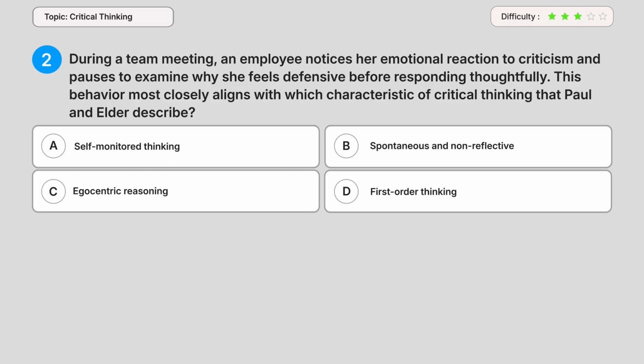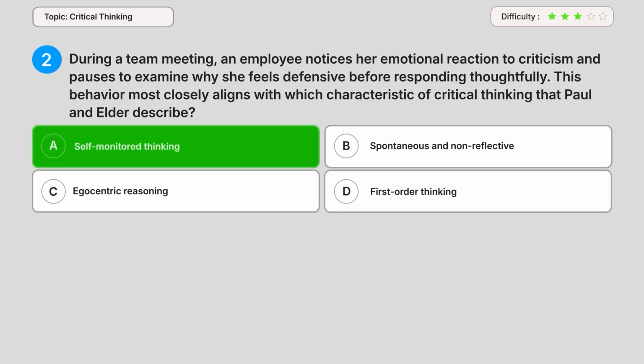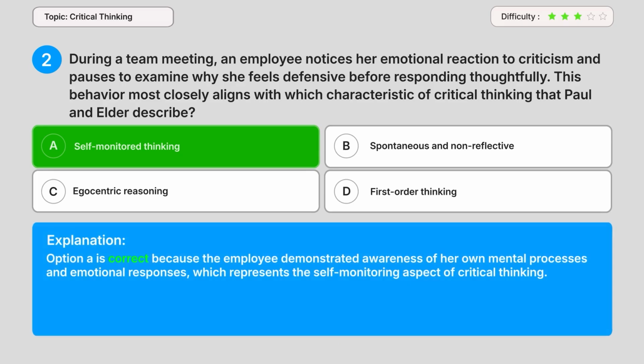Correct answer, A. Self-monitored thinking. Explanation: option A is correct because the employee demonstrated awareness of her own mental processes and emotional responses, which represents the self-monitoring aspect of critical thinking.